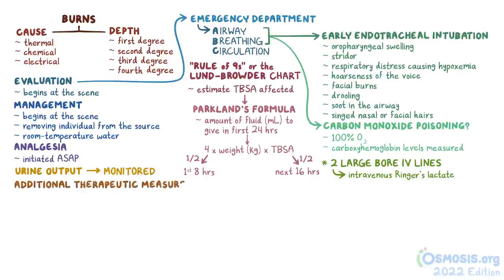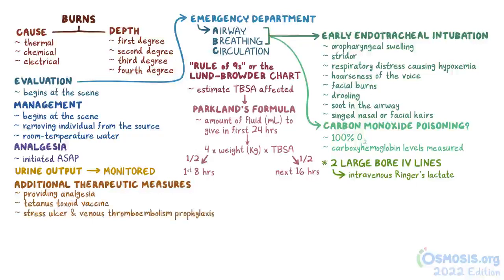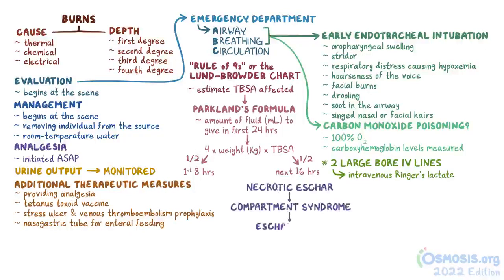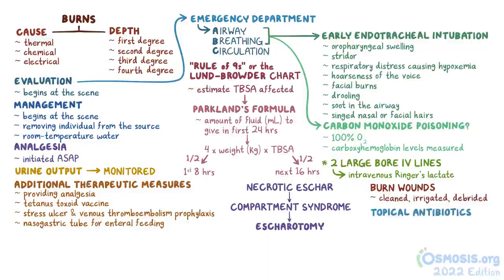Additional therapeutic measures include providing analgesia, the tetanus toxoid vaccine, initiating stress ulcer and venous thromboembolism prophylaxis, and inserting a nasogastric tube for enteral feeding. If the necrotic eschar is causing compartment syndrome, an escharotomy is performed. Burn wounds are cleaned, irrigated, and thoroughly debrided. Topical antibiotics are often indicated to prevent infection, and options include silver sulfadiazine, mafenide acetate, silver nitrate, and many more.